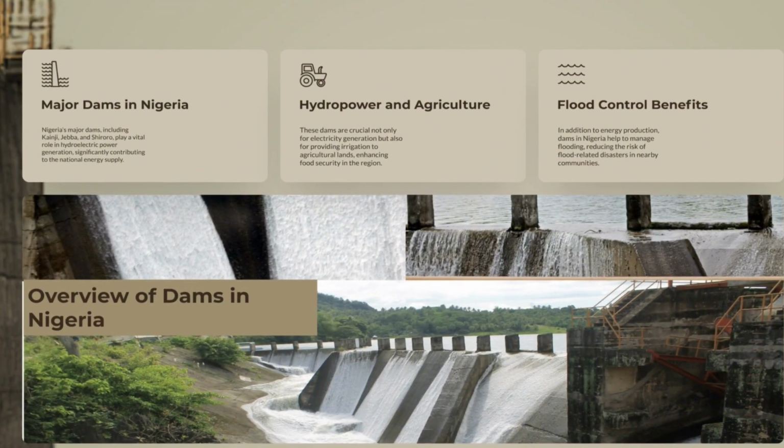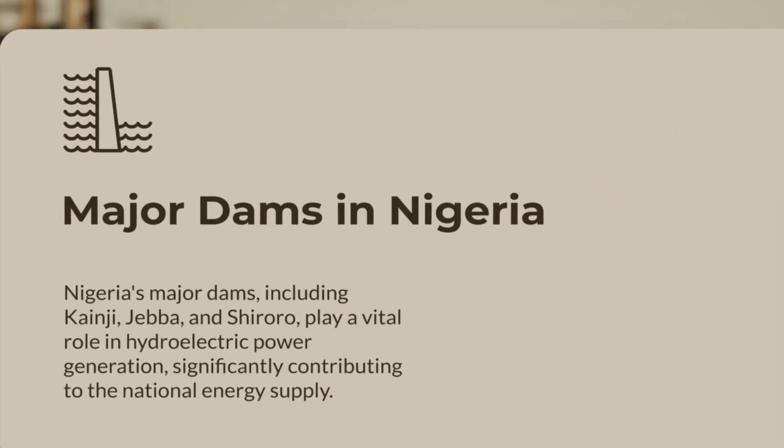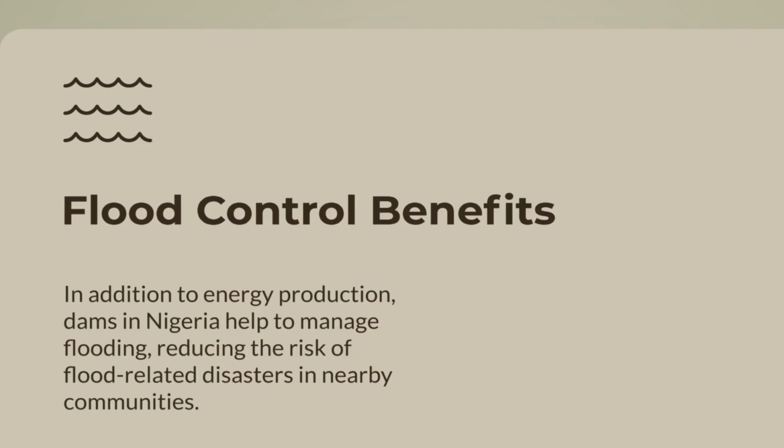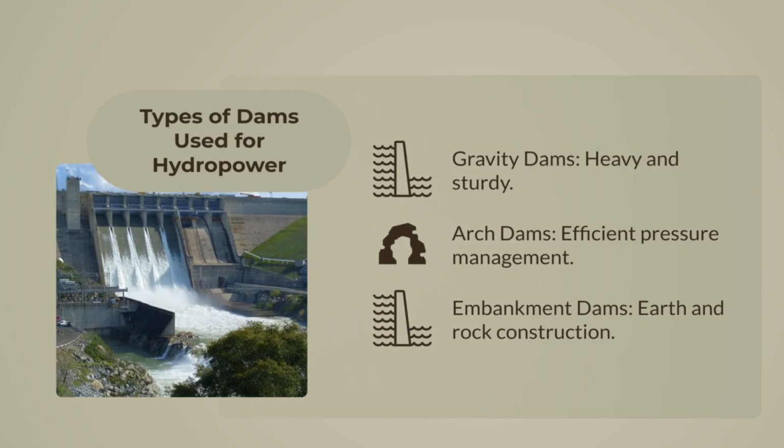The concepts, the key points are well spelled out. Major dams in Nigeria, hydropower and agriculture, flood control benefits, overview of dams in Nigeria, and so on. So you can see them. You can see the navigation across. You can see the zoom in, the movement, the panning. This is really, really wonderful.